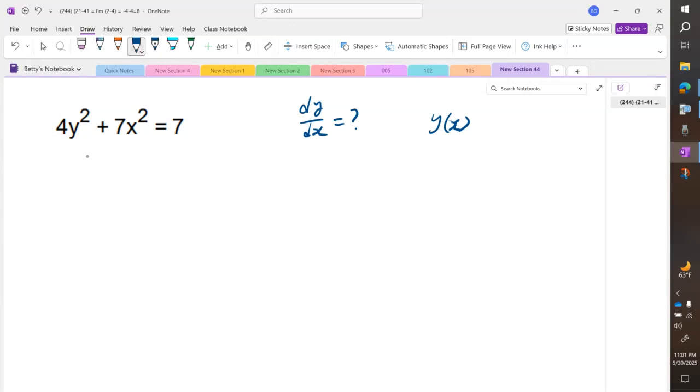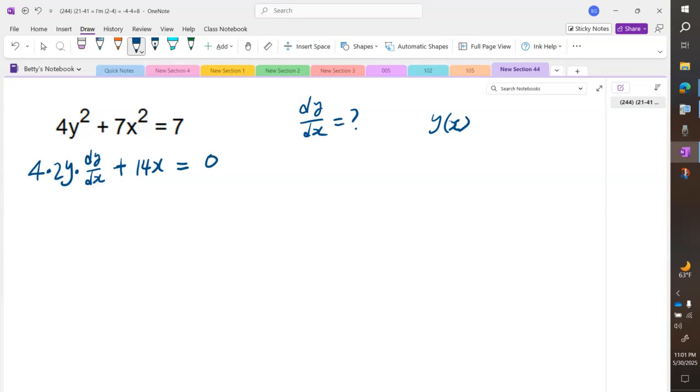So on the left side, keep 4. Derivative of y squared is 2y. But remember, y is a function of x, so remember to multiply by dy dx. It is based on the chain rule. If a term only has y, you always have to follow with the dy dx. The second term only has x, so you don't have to worry about that. The derivative of x squared is 2x, so 14x. The derivative of 7 is 0, it's constant.